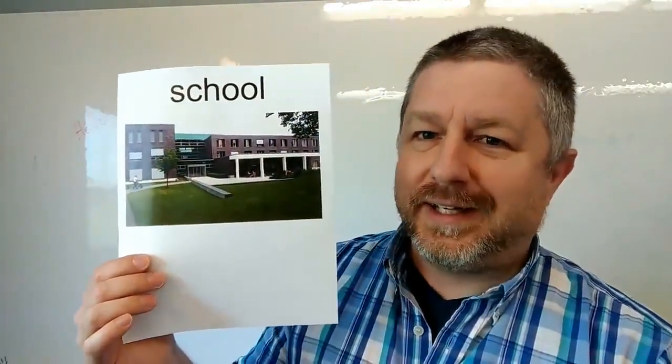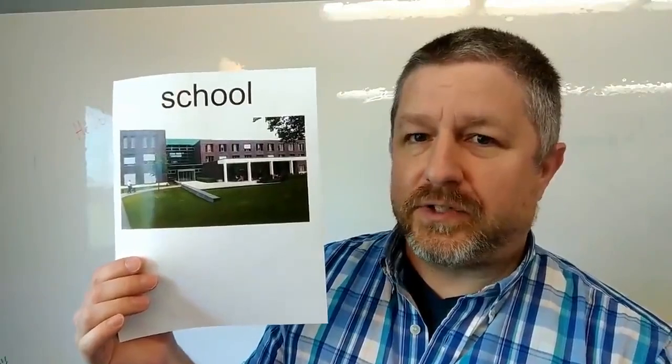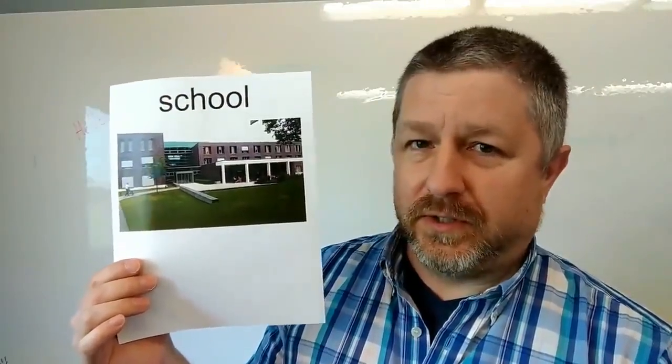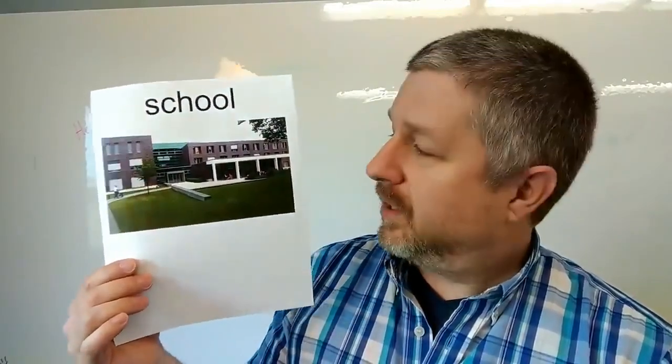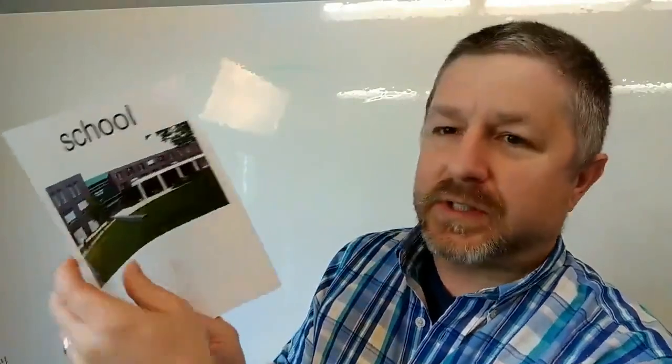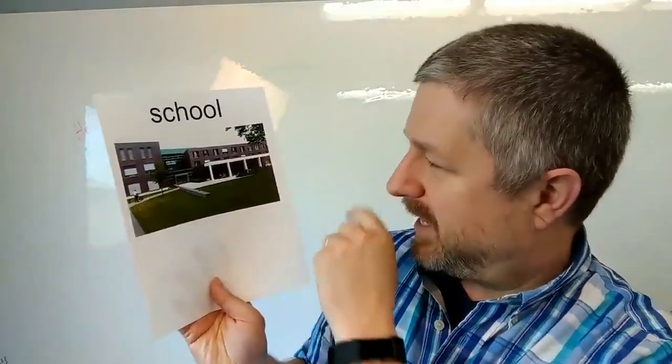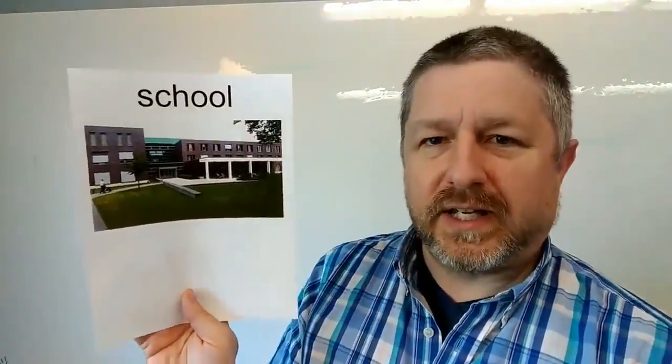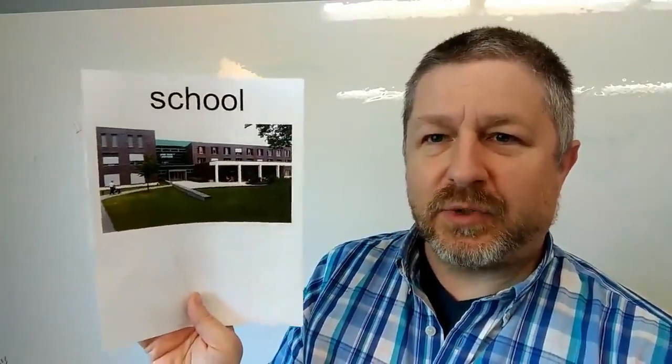Next one, my favorite building, because I work in a school, is a school. So a school is a place where students go to learn and where teachers go to teach. So here we have a school. I wasn't sure this was a school when I found the picture, but I think it's a school. This is what a lot of Canadian and American schools look like.